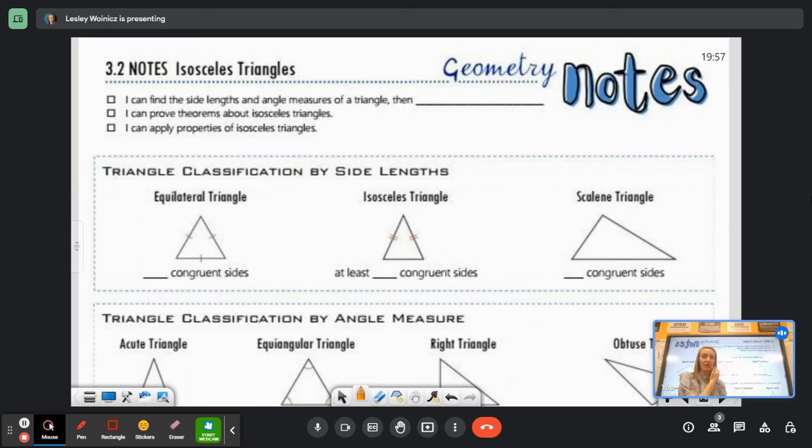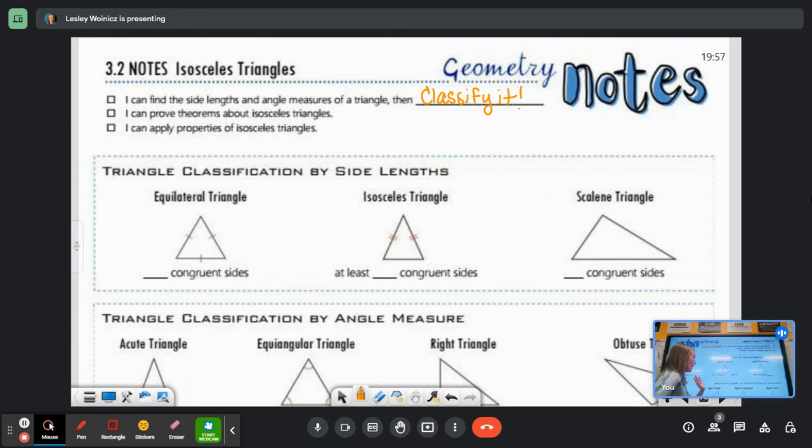So now we're going to talk about isosceles triangles. We are going to find side lengths and angle measures of a triangle, and then we'll classify it. We're going to do some proof, and we're going to apply some properties. All right, here we go.